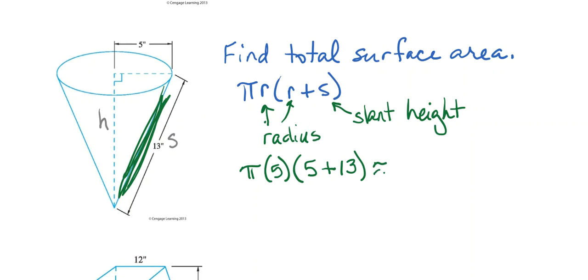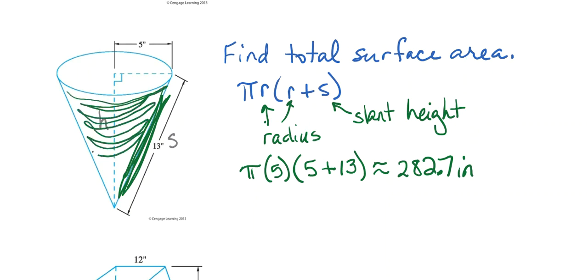So I have approximately 282.7. This is in inches. And again, I'm doing area. So what I've just found is all of this wrapped up around the outside of a cone, plus I've done the flat area on the top. But I'm just doing area. I'm not filling the cone, I'm wrapping it up like a present.